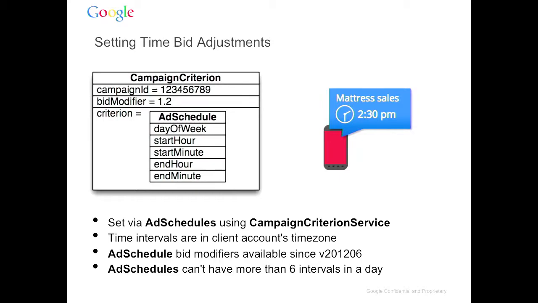But it's worth going over now because the way they fit into the rest of the bidding framework and how important they are has changed dramatically. So as you can see on the SOAP object, there's a bid modifier field. You set this via an ad schedule object on the campaign criterion service. You associate an ad schedule with the criterion, which is essentially an interval, a start and end time from 7 p.m. to 9 p.m. on a certain day. And you define what the bid modifier is for that period of time.